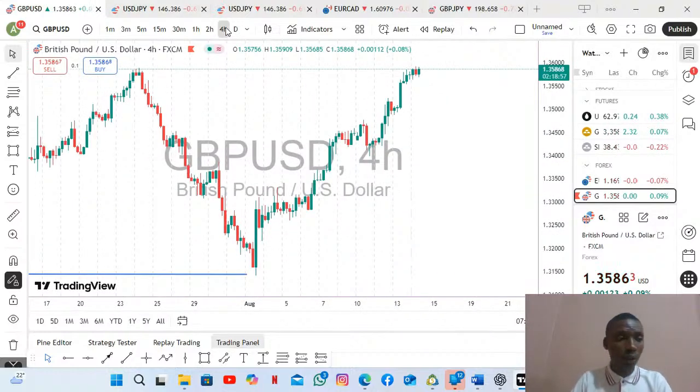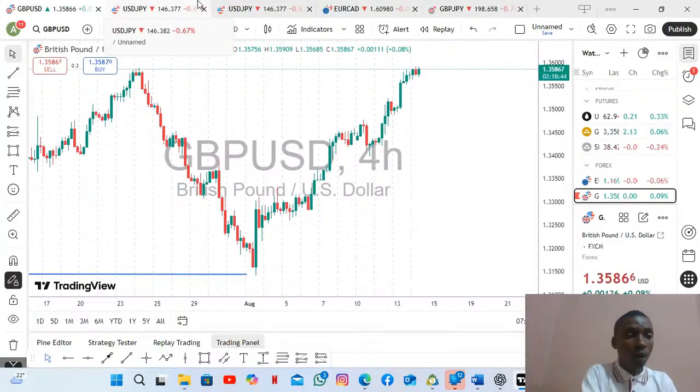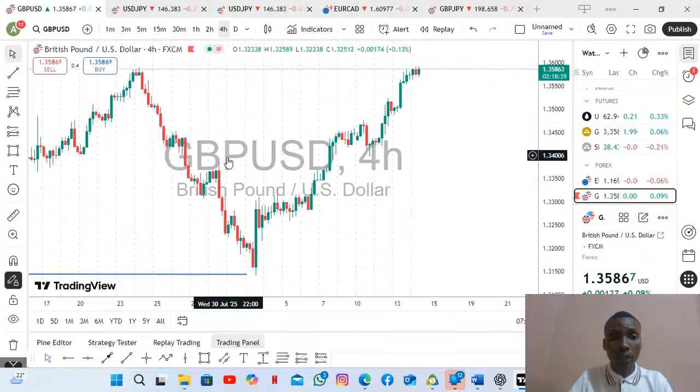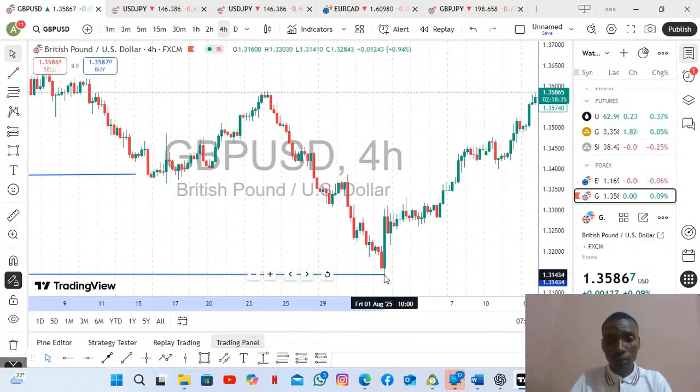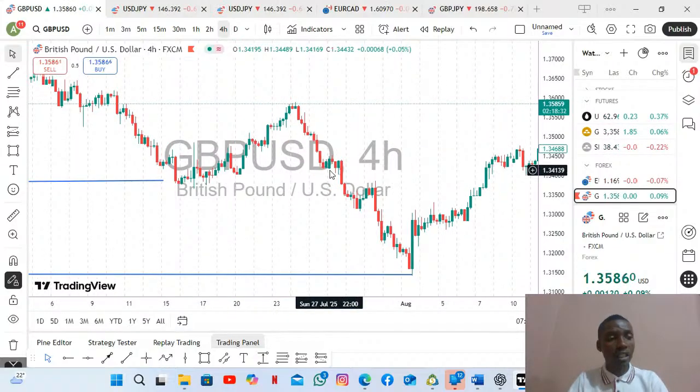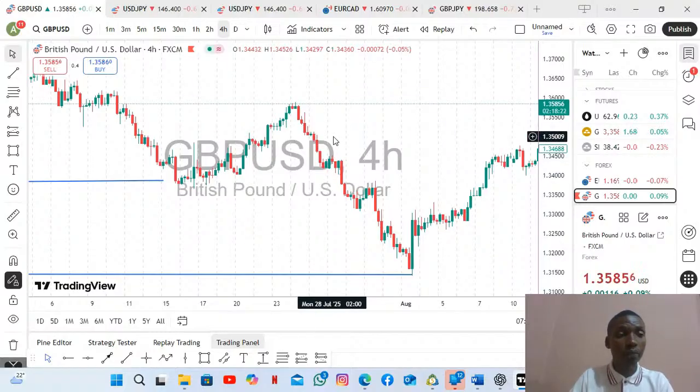Now let us confirm it on the 4-hour time frame. Yeah, let's confirm it on the 4-hour time frame. Now, on the 4-hour time frame, what do we see? GBP USD. What do we see on the 4-hour time frame?